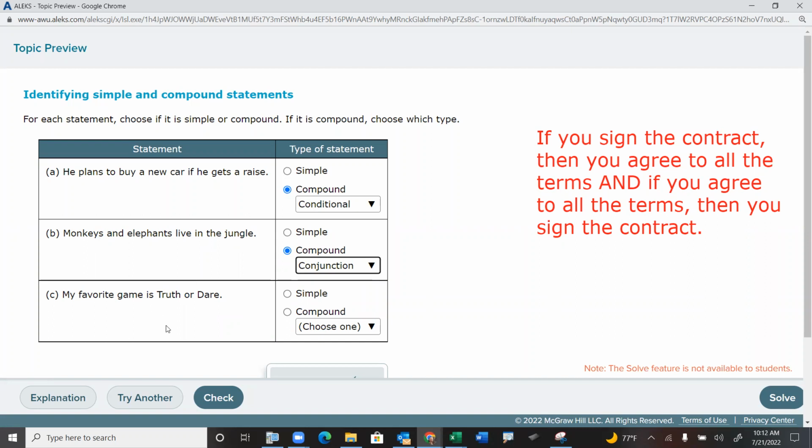The last one says, my favorite game is truth or dare. Now this time it is a simple statement, okay? Yeah, there's that keyword or, but or is part of the title of a game. It's not being used as a conjunction. It's just part of the title. So it's kind of like saying my favorite game is chess, or my favorite game is checkers, and then there's no and or. So it would just be a simple statement.